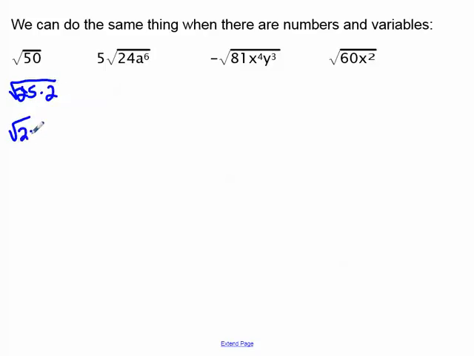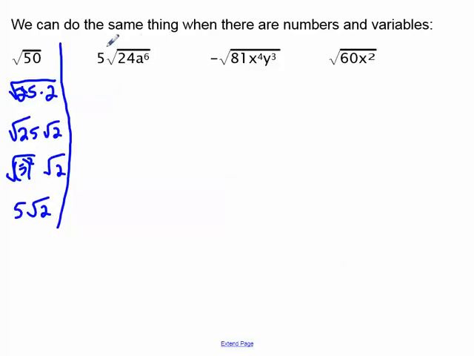Square root of 25 gets its own house. Square root of 2 gets its own house. Square root of 25 is square root of 5 squared. Square root of 2 stays in its own house. Square root of a perfect square means the base comes outside the house, times square root of 2. Done. And there's a number.